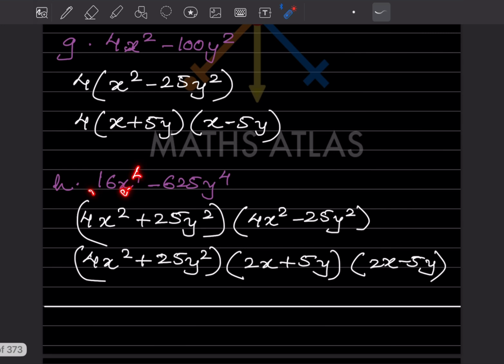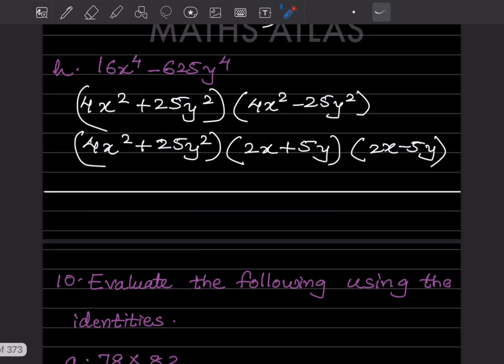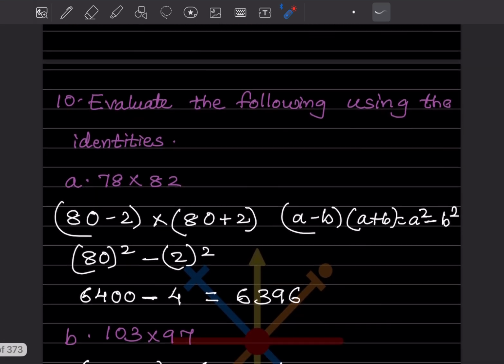Now this has the power 4. So this will be taken as 4x square, and this is going to be 25y square. This will be a plus b and a minus b. Again, this can be further simplified because these are perfect squares. So this is going to be a square minus b square. So we can take this as 2x plus 5y and 2x minus 5y.